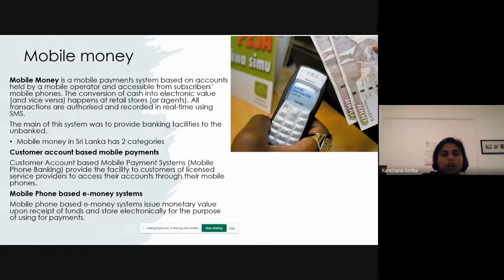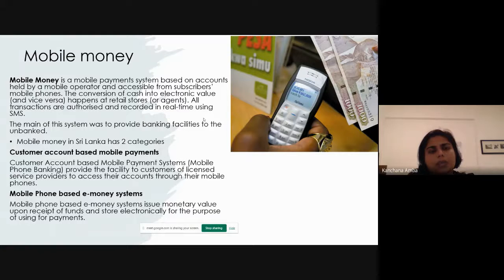So the root of the history of mobile money starts in Kenya, when Safaricom in Kenya got together with, so Safaricom is, there's a very famous mobile operator in Europe called Vodafone. So Safaricom sort of linked in with Vodafone.